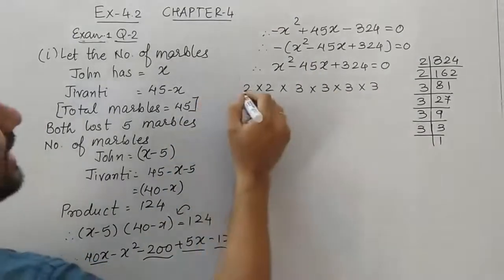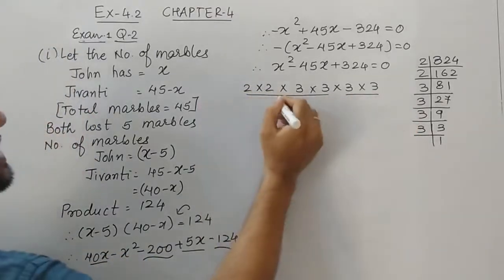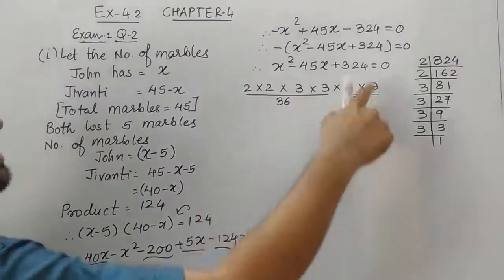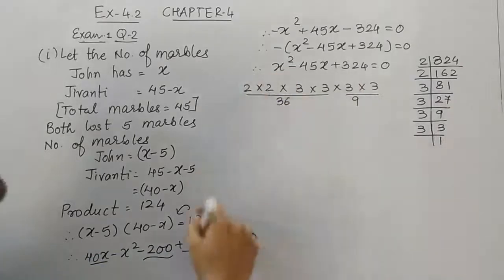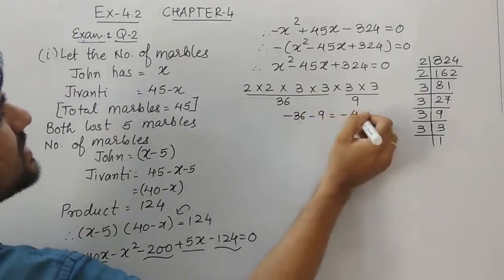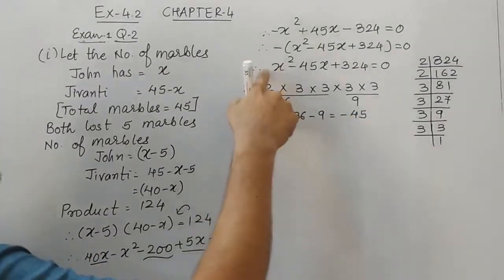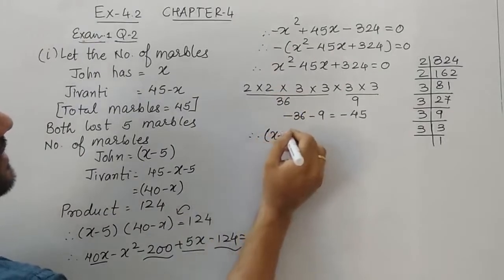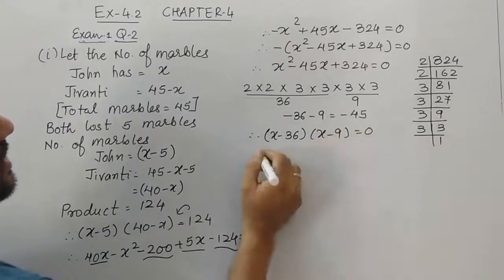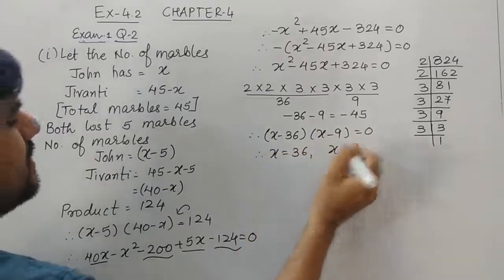Now what I'll do, I'll take the first 4, then the rest 2. So it is 3 threes are 9, 4 nines are 36 and 3 threes are 9. Now look at this, the product must be this and look at the addition is 45. So the required factors are minus 36 minus 9 is minus 45. As the coefficient of X square is 1, we can directly write that X minus 36, X minus 9 are the factors. So the value of X is 36 and the value of X is 9.